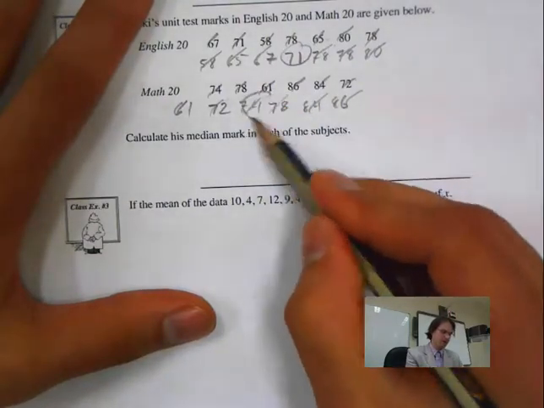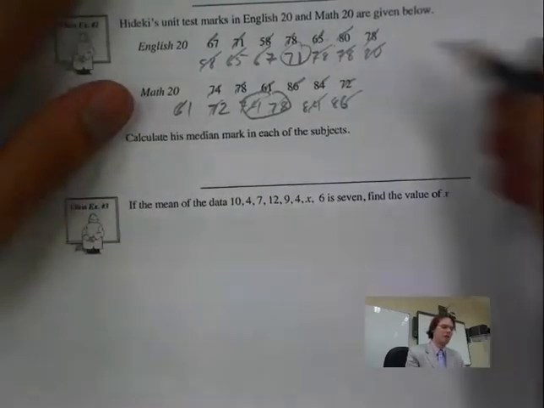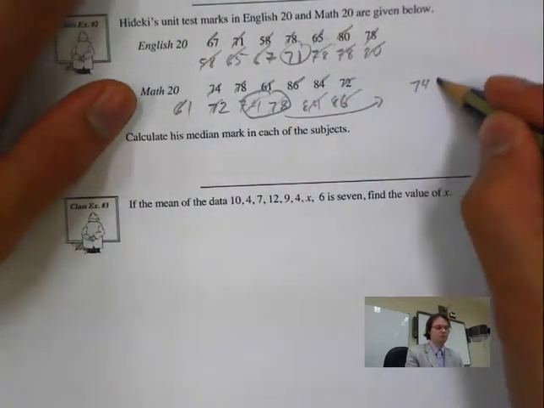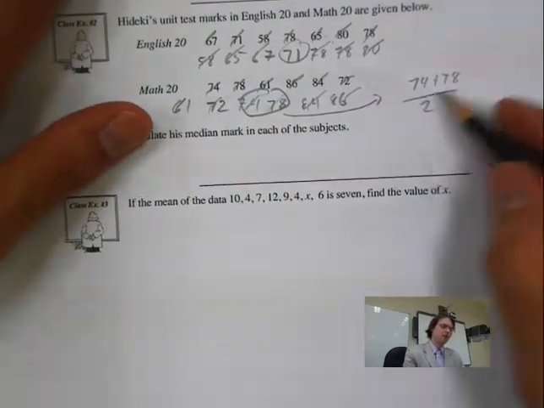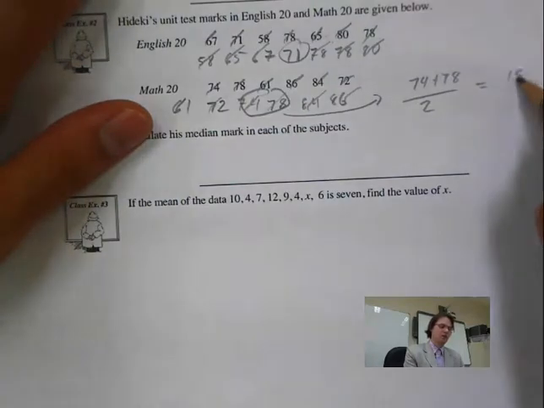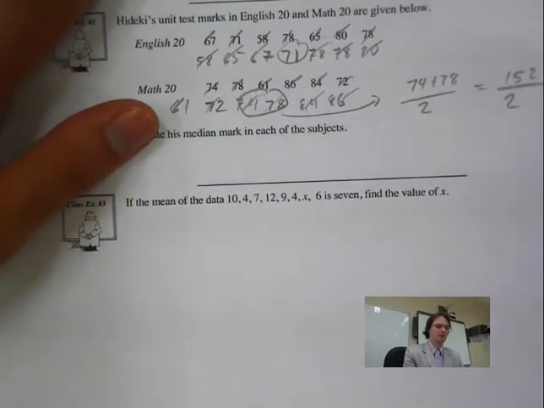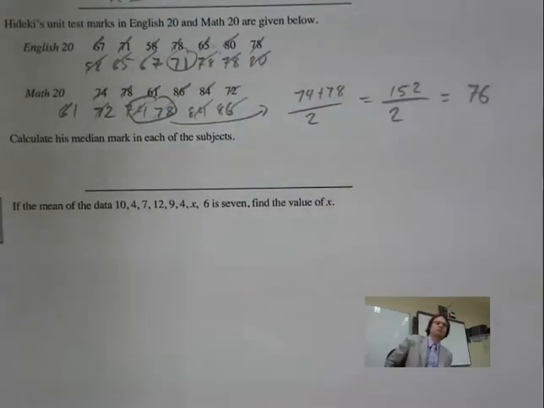If we look at that, these two here are the middle numbers, so 74 and 78. So we must do an additional calculation. So if I get this, I'm going to end up getting 152 divided by 2, which is going to give me 76. Whoops, ran out of room there. Okay?